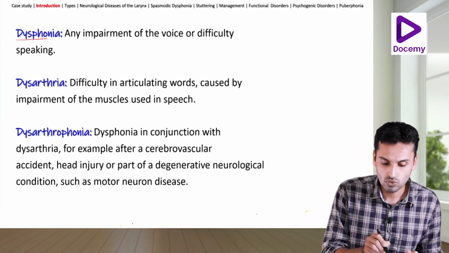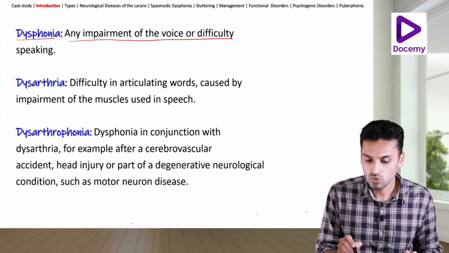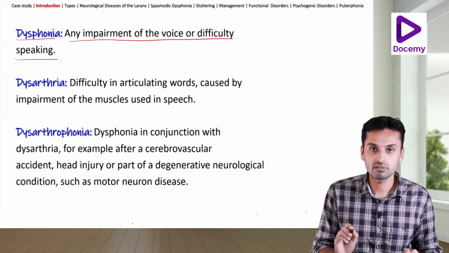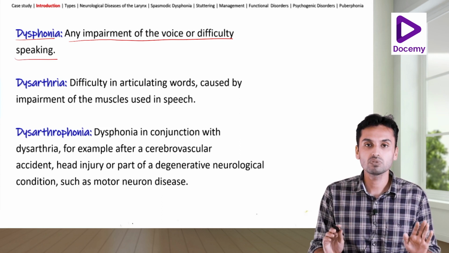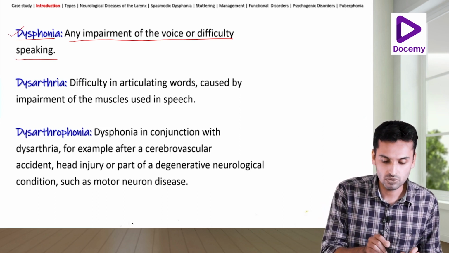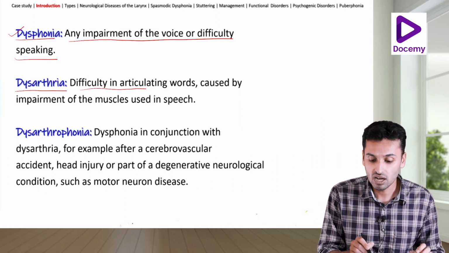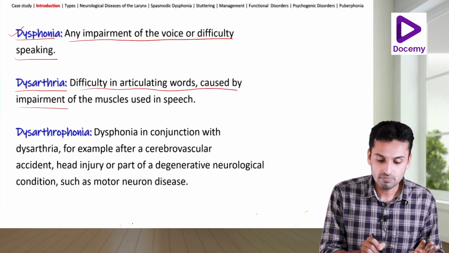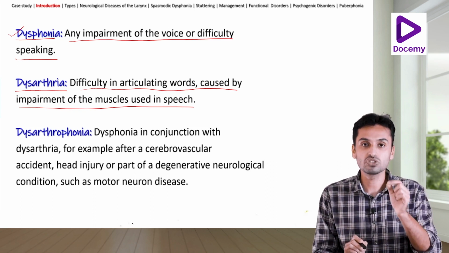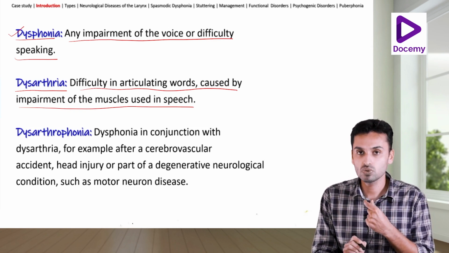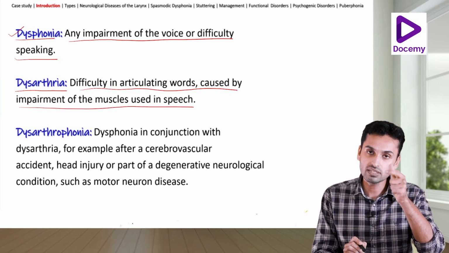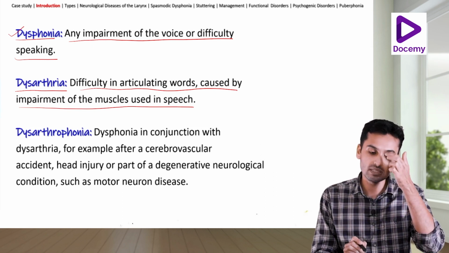Okay, so what is dysphonia? Any impairment of the voice or difficulty in speaking. It's a broad term. Any impairment in the voice or difficulty of speaking is dysphonia. So what is dysarthria then? This is specifically when there is difficulty in articulating words caused by the impairment of muscles used in speech. So it's not the production of the sound that is the problem, it is the articulating of that sound or articulating of words that is the problem.